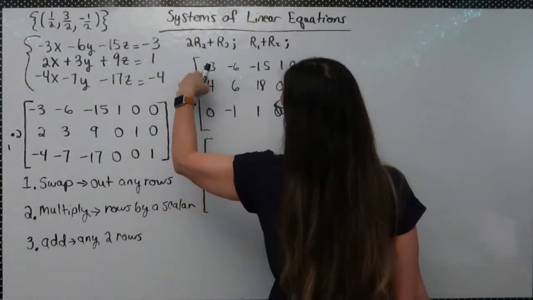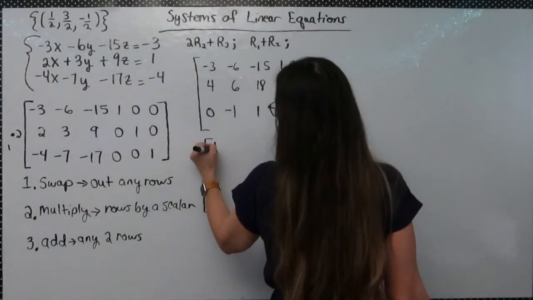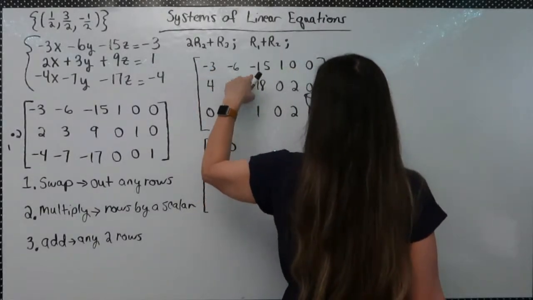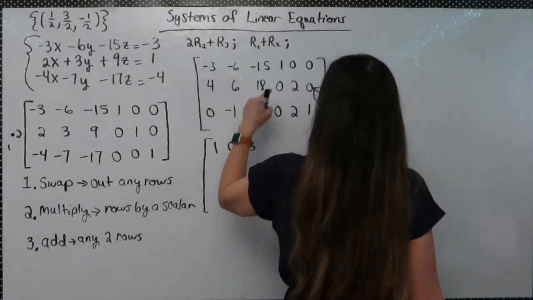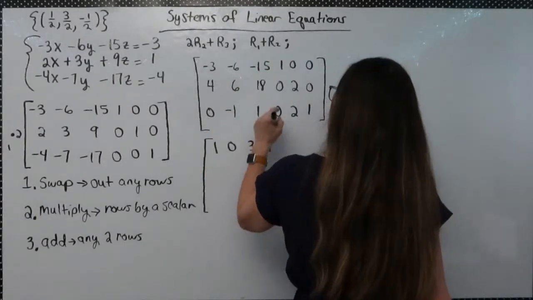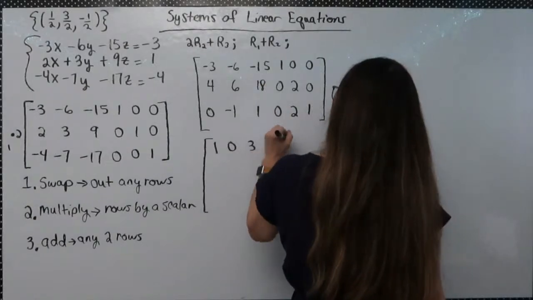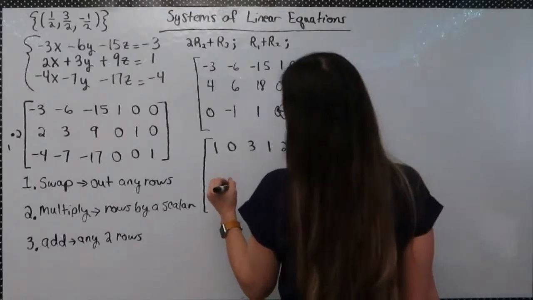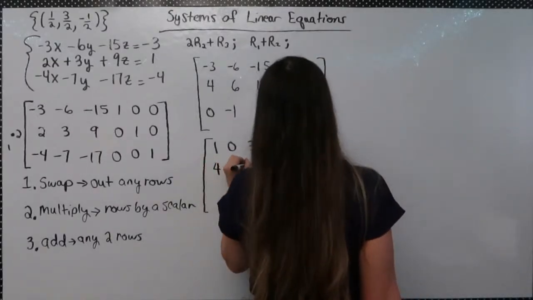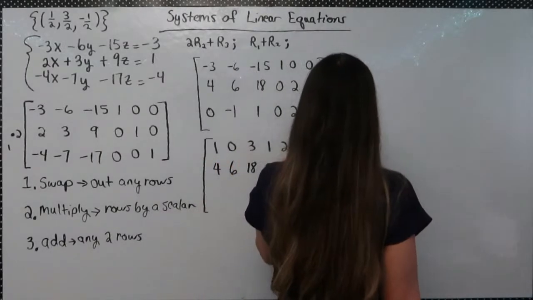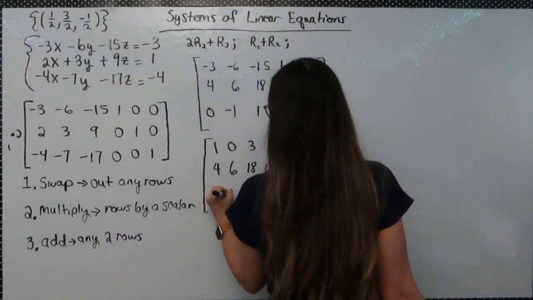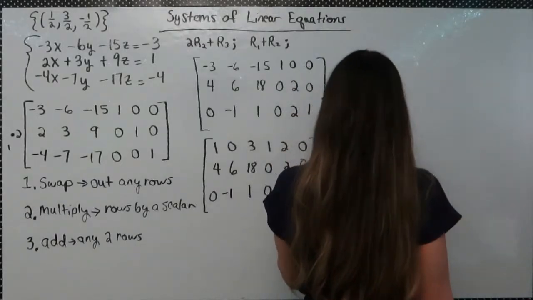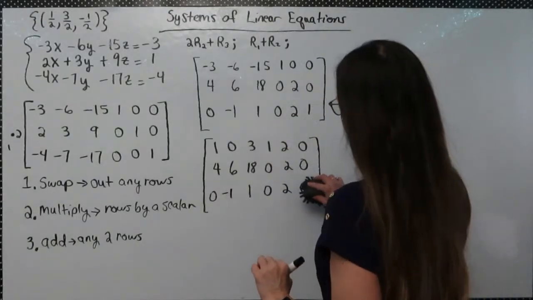So 4 plus -3 is 1. 6 plus -6 is 0. 18 plus -5 is 3. 0 plus 1 is 1. 2 plus 0 is 2. 0 plus 0 is 0. And so we've got 4, 6, 18, 0, 2, 0. And this one's 0, -1, 1, 0, 2, 0. Just kidding, that was a 1.